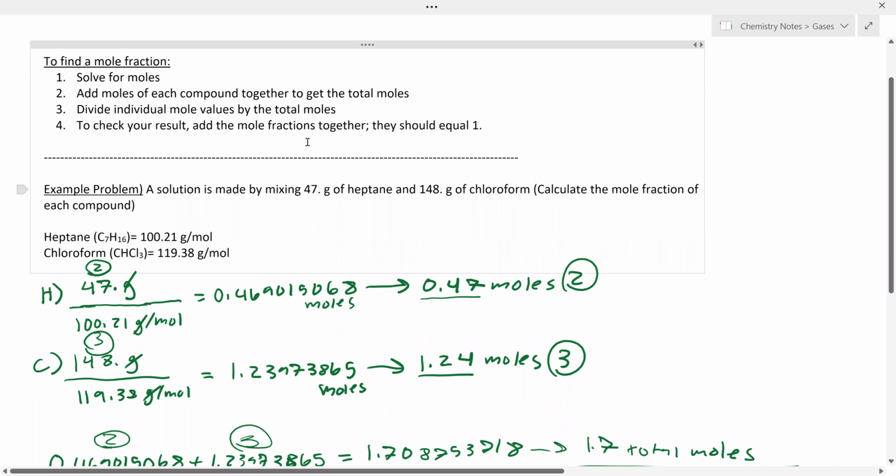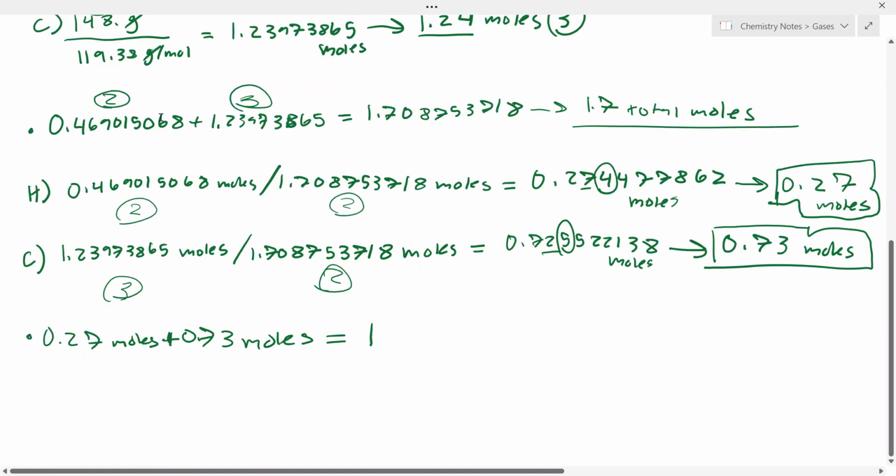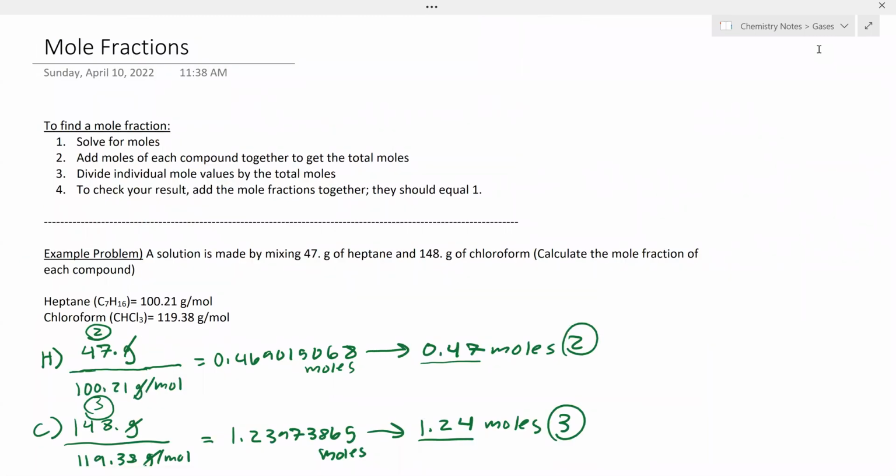And then, just remember to keep track of sig figs, and remembering all the rules regarding that is important. But I guess that's it. That was mole fractions.